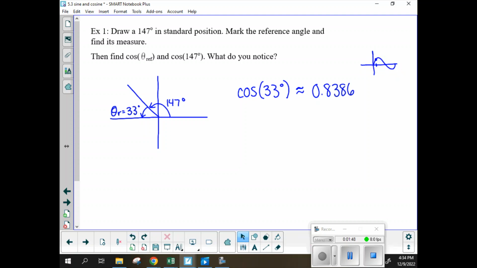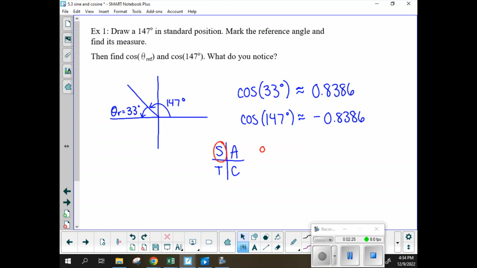So I'm going to erase that. I'll highlight it. Now, if you plug in cosine of 147, again, this is just directly into the calculator, we get approximately negative 0.8386. Why do you think that is? Notice, same number but different signs. Here's why that is. Let's link this back to this ASTC. All students take calculus. ASTC tells us that in quadrant 2, which is where we are, only sine is positive.